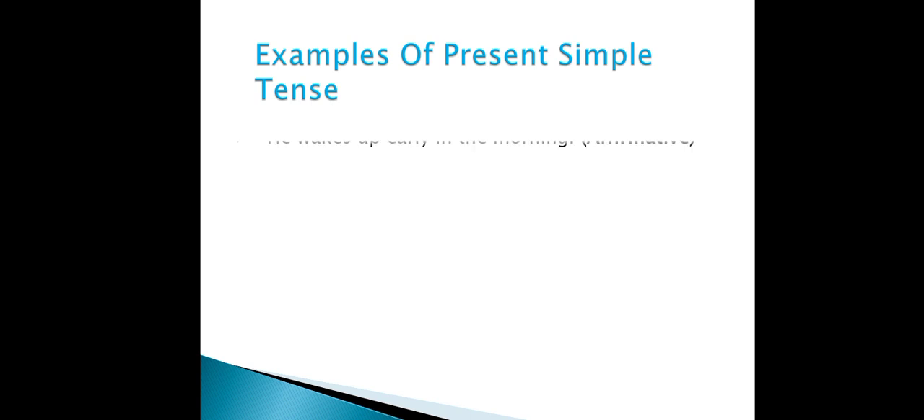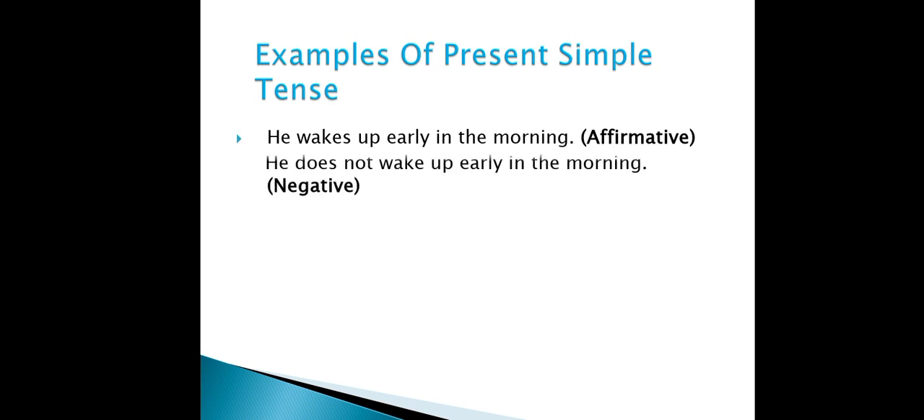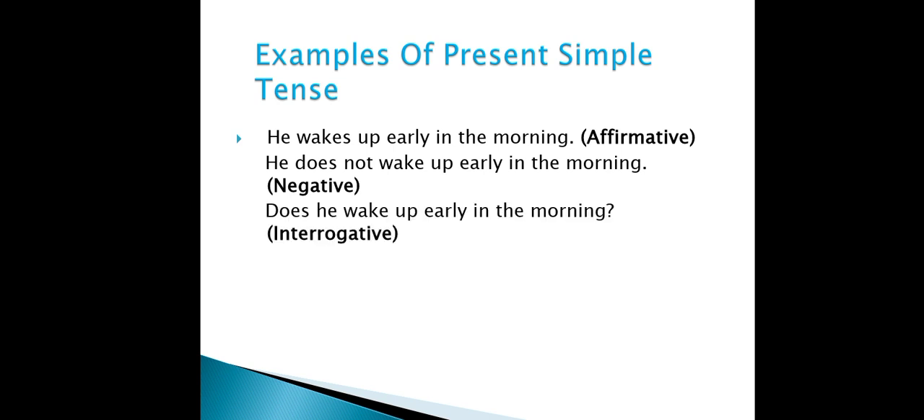An example of simple present tense. He wakes up early in the morning. He wakes up. It is the affirmative or positive sentence. He does not wake up early in the morning. According to the subject, we added does not in order to make it a negative sentence. Then interrogative, does will come in front. Does he wake up early in the morning? It's an interrogative or question sentence.